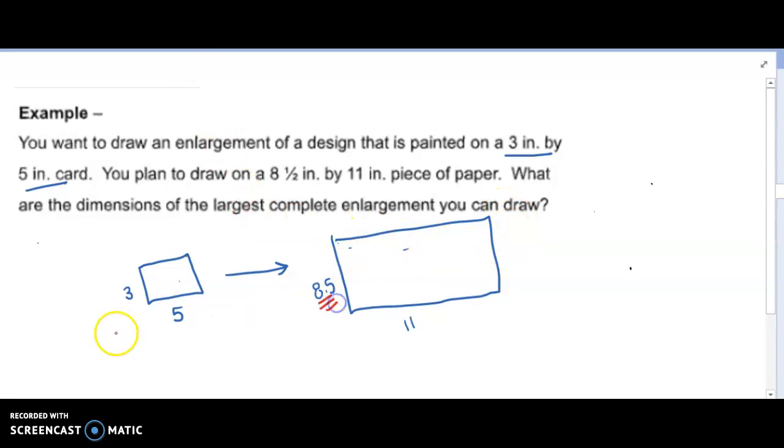So 8.5, the corresponding side is 3. So I'm going to say 8.5 over 3 equals, and that is 2.8. I just put that into my calculator. Okay, let's find the other scale factors. So we have 11 over 5, and that equals, if I put it in my calculator, 2.2. All right, so I want you to notice something. These have different scale factors, and therefore, these two figures are not similar.